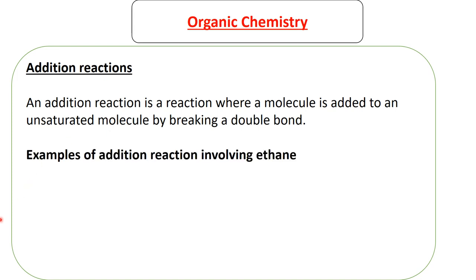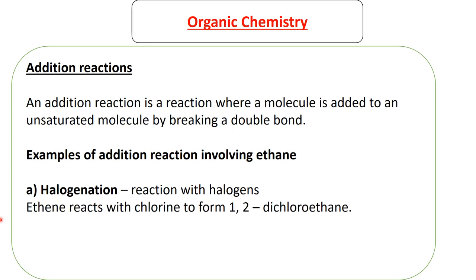So examples of addition reaction involving ethene, supposed to be ethene here, not ethane. The first is halogenation. Remember, halogenation, just like in alkanes, is a reaction which involves halogens. So ethene reacts with chlorine to form 1,2-dichloroethane.